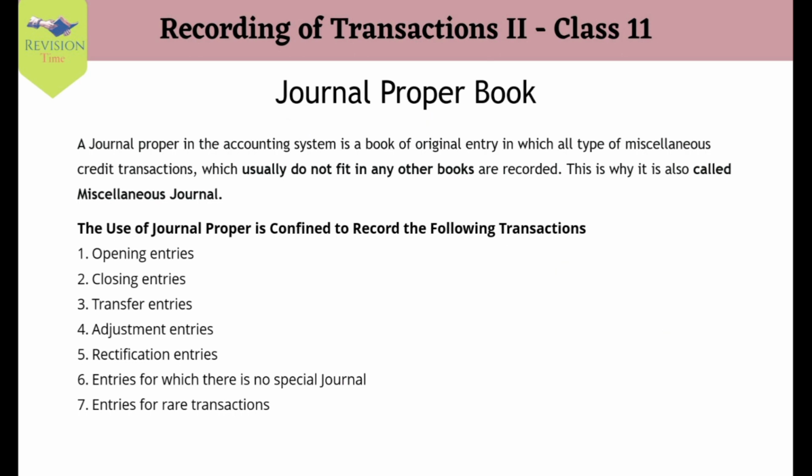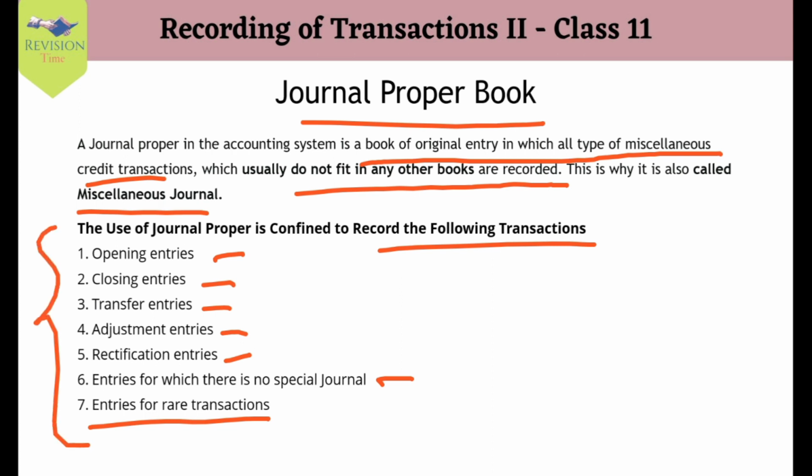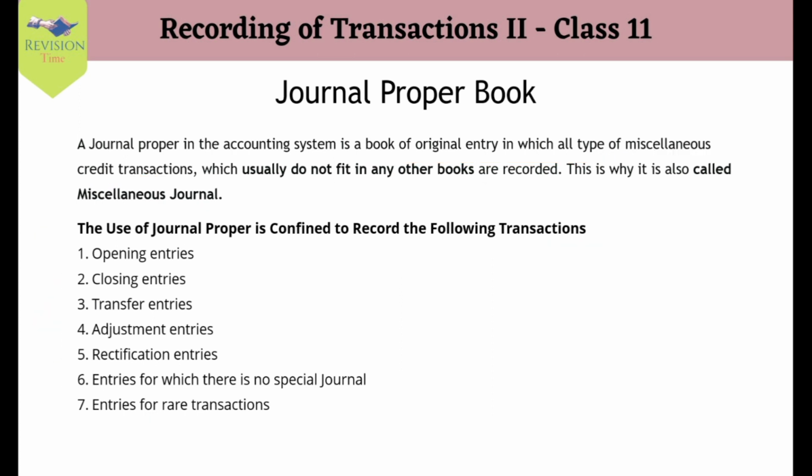Let us read it out here. A Journal Proper Book is an accounting book of original entry in which all types of miscellaneous credit transactions which do not fit into other books are recorded. So the use of Journal Proper Book is confined to recording transactions such as opening entries, closing entries, transfer entries, adjustment entries, rectification entries, entries for which there is no special journal, or entries for rare transactions. For entries which have no place in our cash book or subsidiary books, such transactions are recorded in our Journal Proper Book.